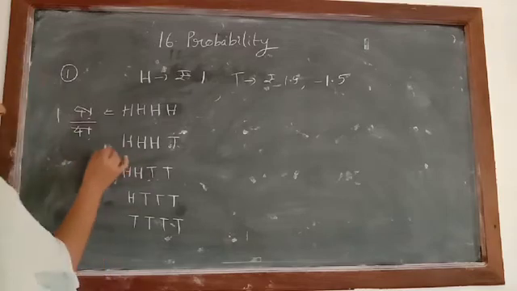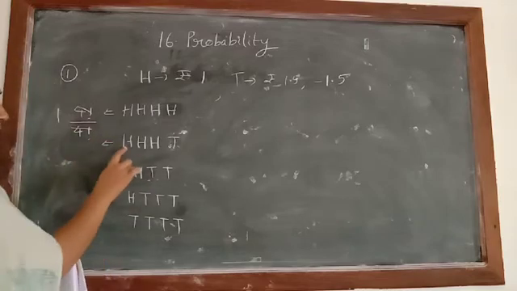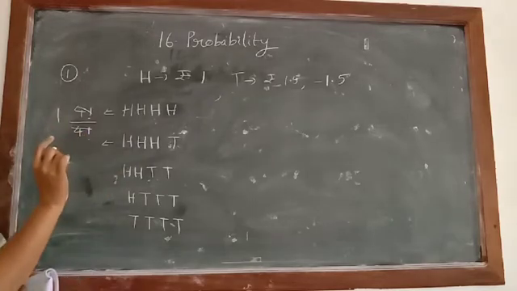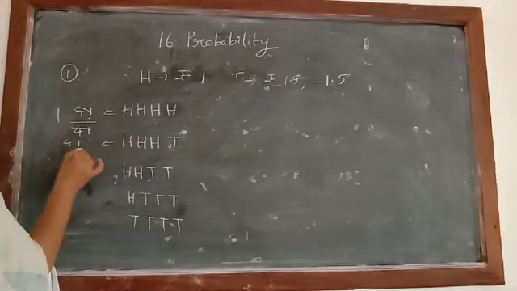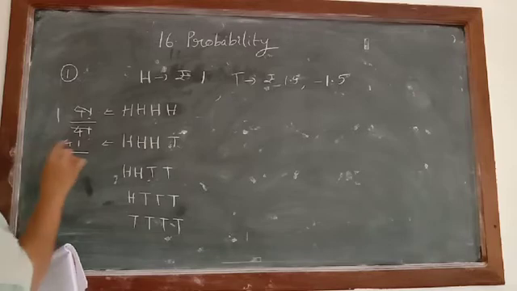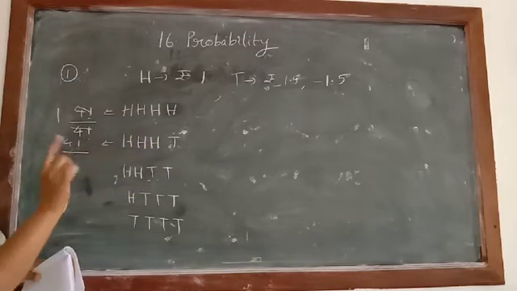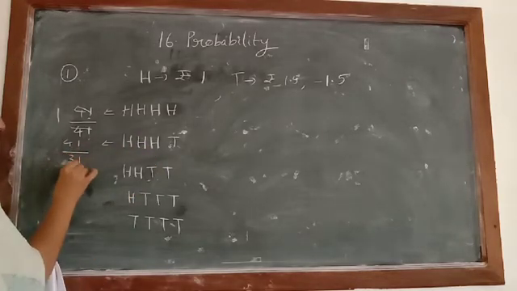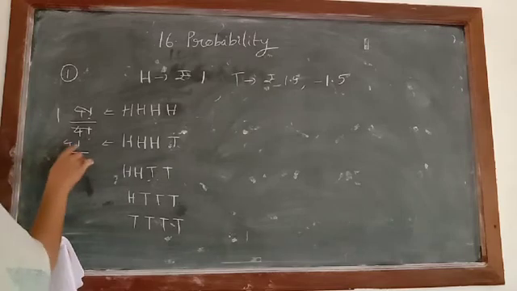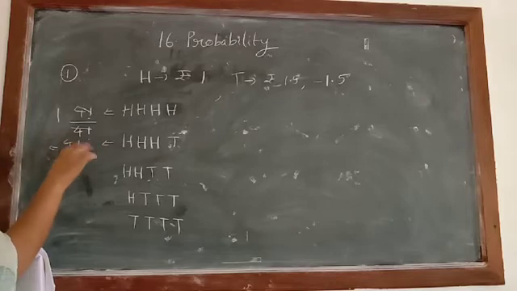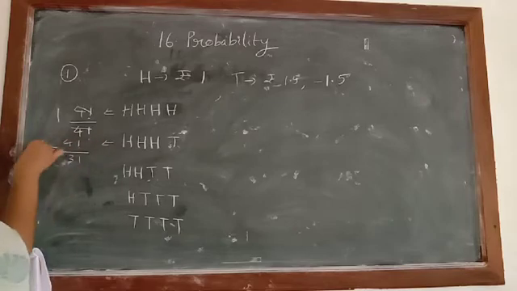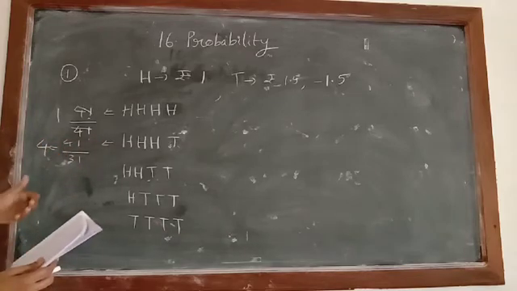In the same way we can calculate how many times 3 heads and 1 tail will come. 4 letters can be arranged in 4 factorial ways, but here H is repeated 3 times, so it will be divided by 3 factorial. What will be 4 factorial by 3 factorial? 4 into 3 factorial, so 3 factorial will get cancelled, and we will get 4.